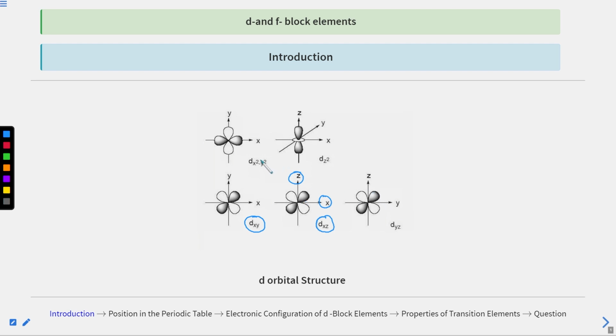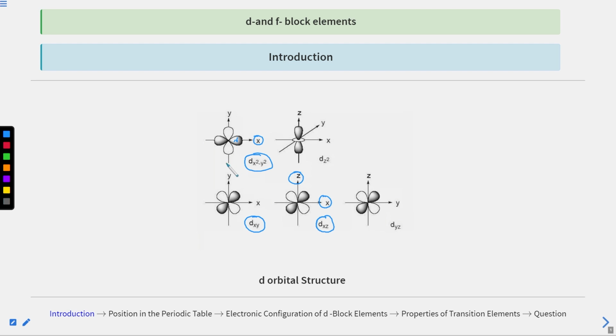But if you look here, for the case of dx square minus y square, the case is not the same. Now the lobes are on the axis. See, this shaded lobe is on the x-axis, and this non-shaded lobe is on the y-axis. So this is the difference between these three orbitals and this one.